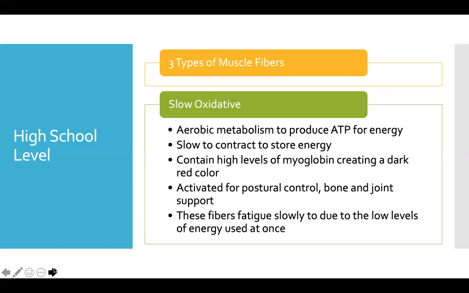For the 3 different types of muscle fibers, there's slow oxidative, which uses aerobic metabolism to produce ATP for energy. They are slow to contract and they store energy. They contain high levels of myoglobin, which makes them appear dark red. They are activated for postural control and bone and joint support. These fibers fatigue slowly due to the low levels of energy used at once.